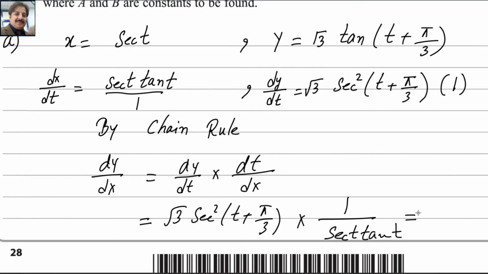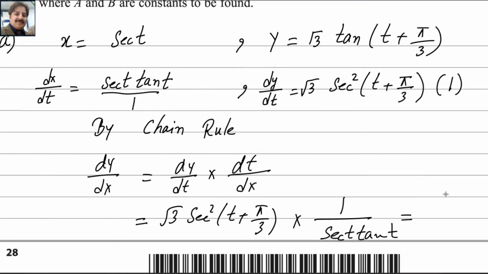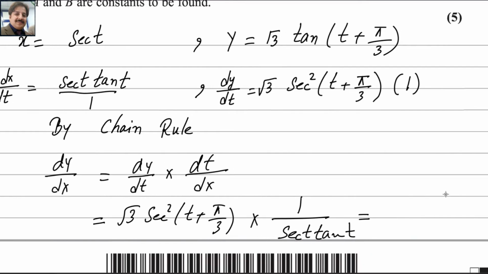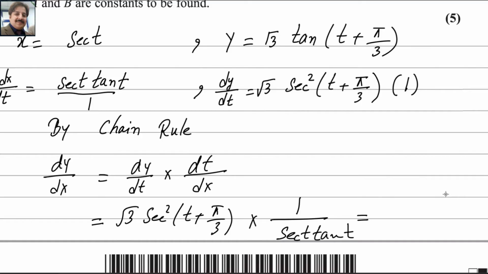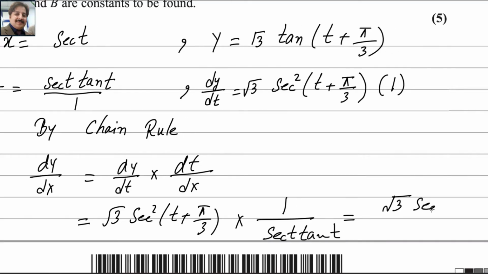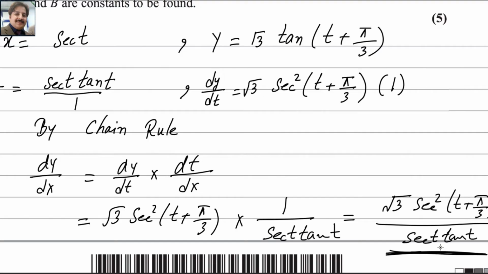So finally we get the answer for the first part. It cannot be simplified, and you just write it properly this way: square root 3 sec squared(t plus pi by 3) divided by sec t tan t. So this is the answer for the first part.